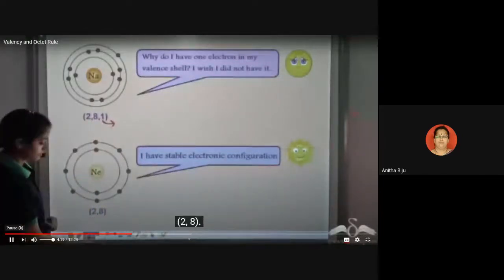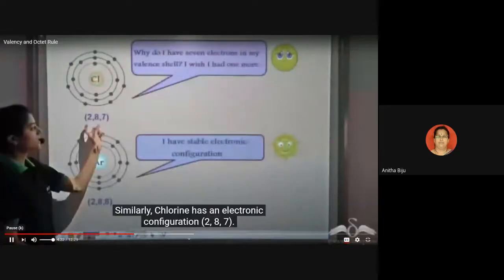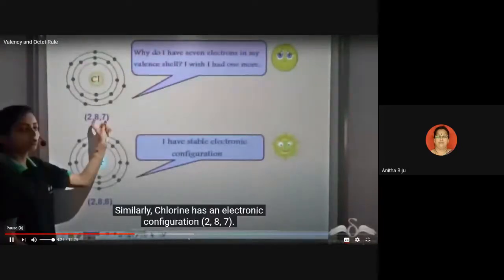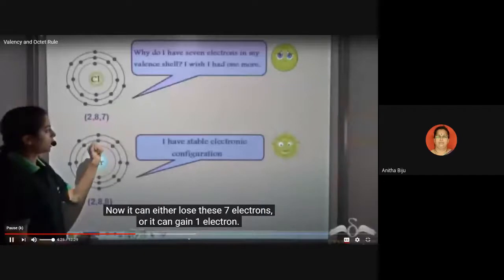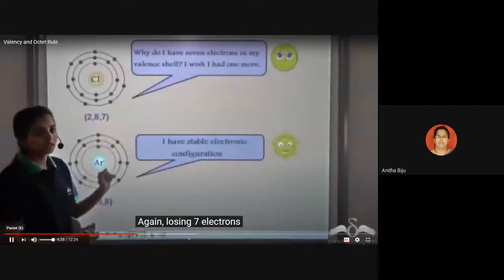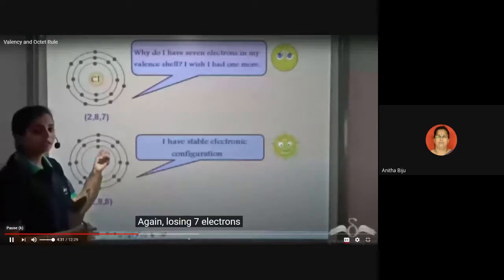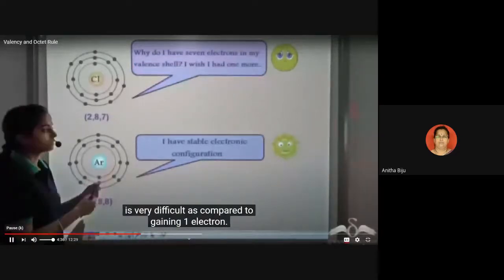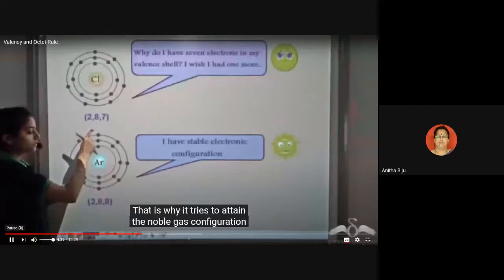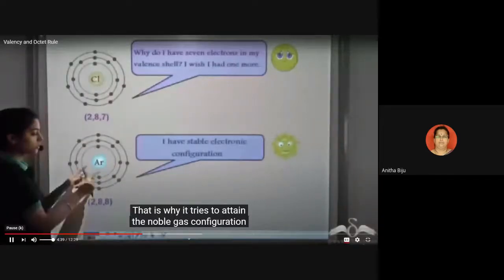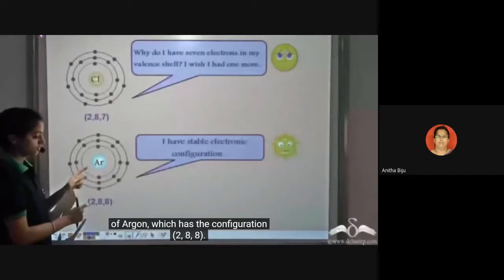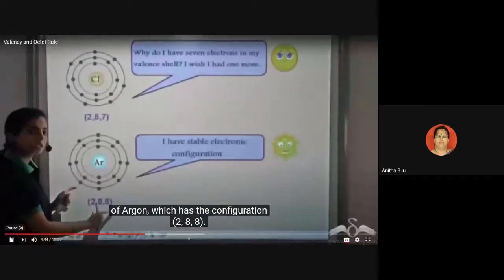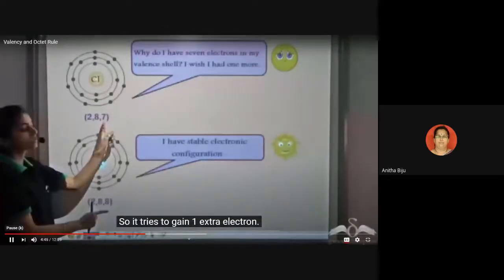Similarly, chlorine has an electronic configuration 2, 8, 7. Now, it can either lose these 7 electrons or it can gain 1 electron. Again, losing 7 electrons is very difficult as compared to gaining 1 electron. That is why it tries to attain the noble gas configuration of argon, which has a configuration 2, 8, 8. So it tries to gain 1 extra electron.